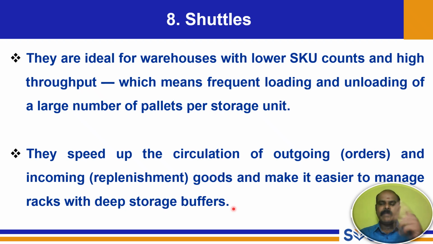So four ways, that is one front, one back, left side it can load, right side it can unload, or left and right can be vice versa, whatever may be the case. So four ways any shuttle is capable of working on.